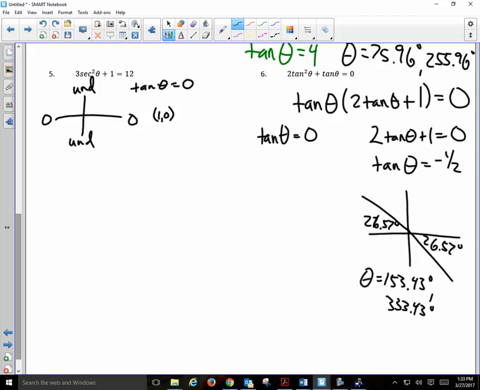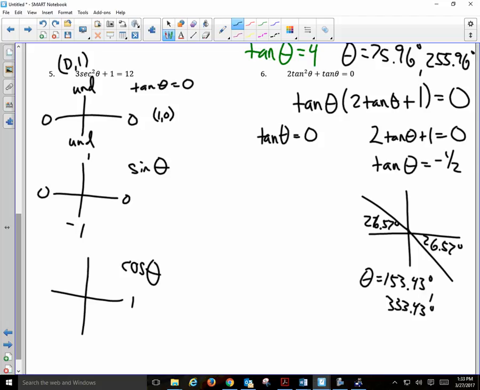So 0 divided by 1 is 0, whereas the coordinate here is (0, 1), and y divided by x, 1 divided by 0, is undefined. So if you think about those points, then sine of theta is going to be 0, 1, 0, and negative 1. And cosine of theta is going to be 1, 0, negative 1, 0. And so having those points in your mind is really helpful when you get to these kind of spots.